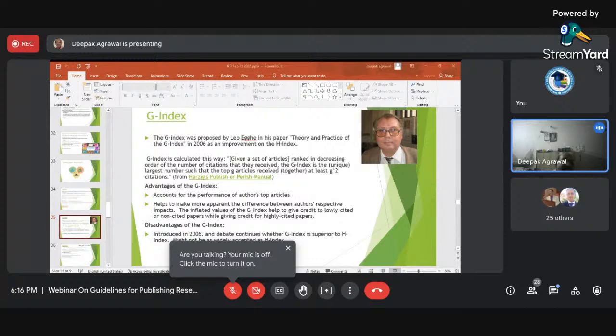An extension to the H index is in the form of the G index. It is the given set of articles ranked in the decreasing order of the number of citations received. So it ranks your citations in the reverse order, and according to that, they calculate the G index. But the G index is not so lucrative in the present scenario. The H index is still highly popular, and you can move with the H index rather than the G index.